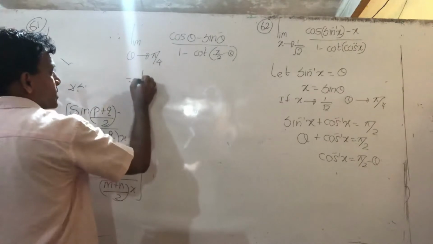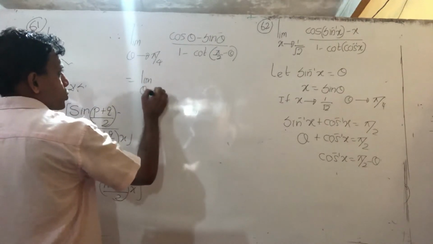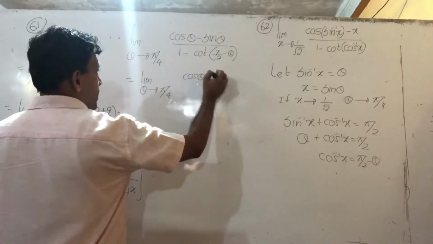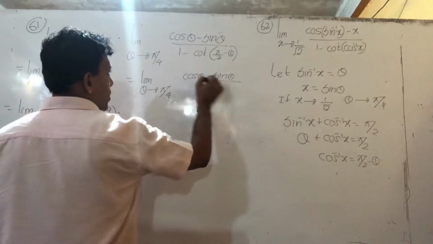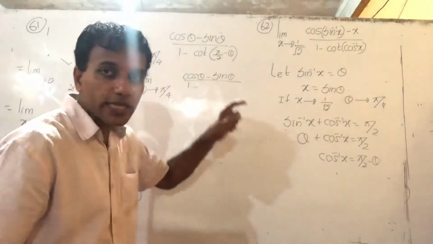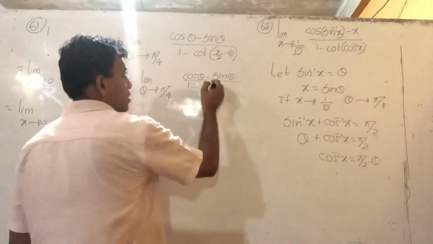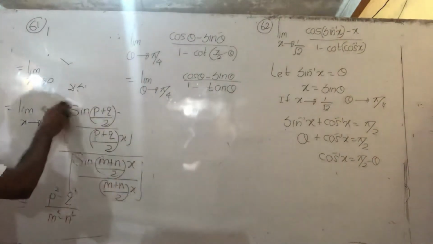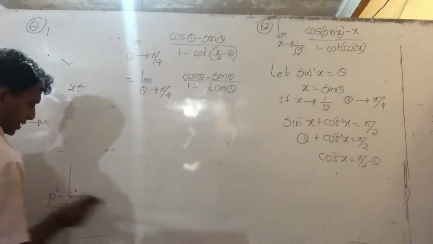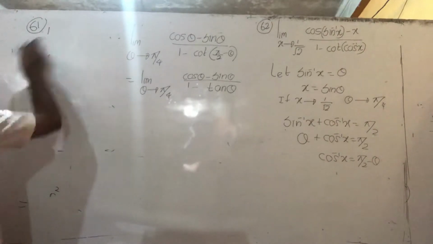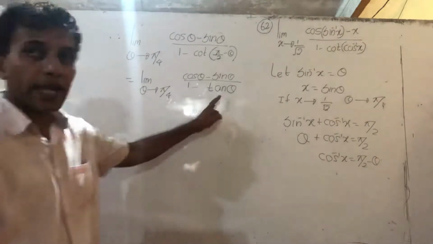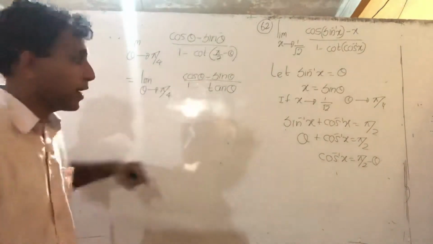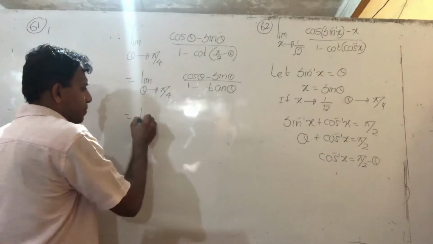So, to simplify further, limit theta approaches pi by 4. This is cos theta minus sine theta over 1 minus cot of 90 minus theta. What is that? Tan theta, right? So I say tan theta: cot of pi by 2 minus theta is tan theta. Now can you simplify further? Write the tan as sine over cos. What is tan theta? Sine theta over cos theta. Then cos goes up, right? After simplifying, take the numerator part as cos.